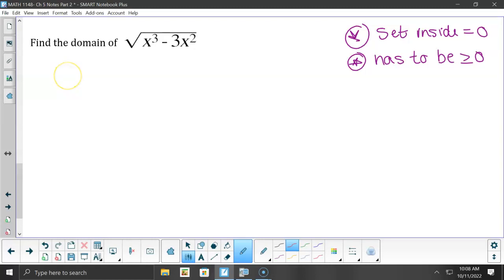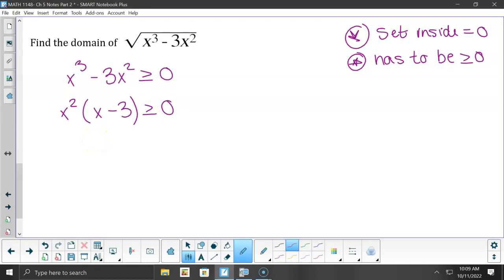So I'm going to set the inside to be greater than or equal to 0. Any ideas? Yeah, factor out an x squared. Any other ideas?